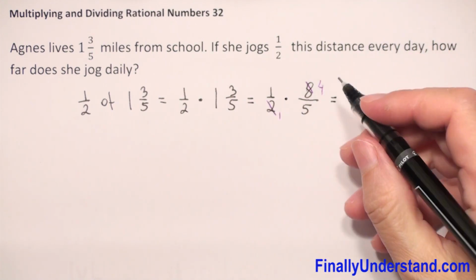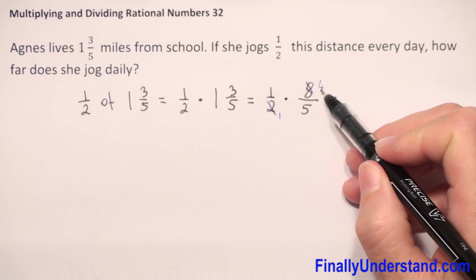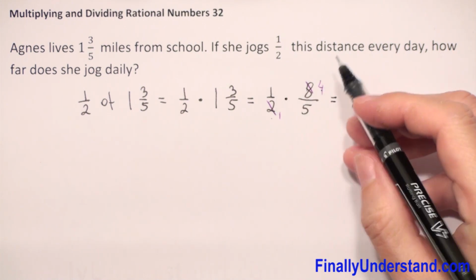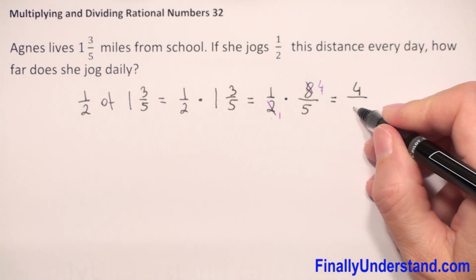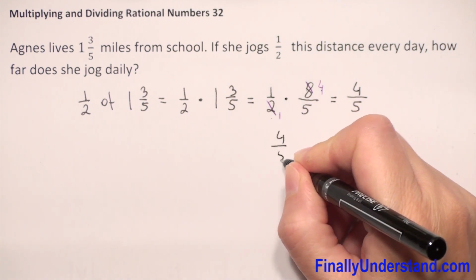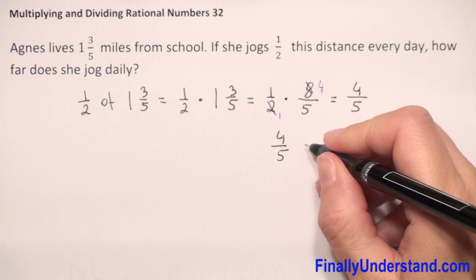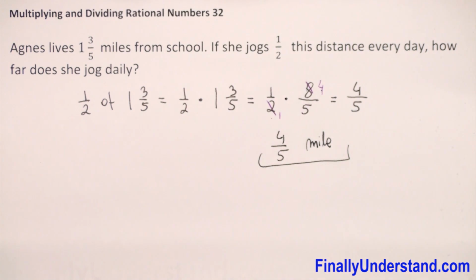So now we have to do multiplication of fractions. We multiply numerator times numerator, denominator times denominator. So 1 times 4 is 4. 1 times 5 is 5. So we calculate the distance which she jogs daily. So this is 4/5 miles.